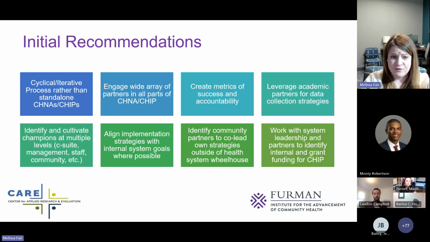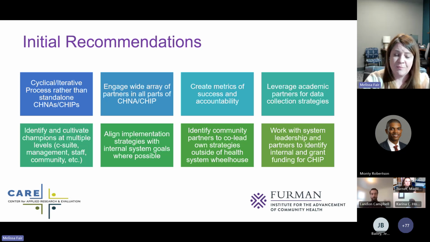Most of the effective partnerships engaged a wide array of partners in all parts of the CHNA and CHIP, not just single components. And they engaged traditional and non-traditional partners in the process. So community members, people with lived experience or patient experts, academic partners, FQHCs, nonprofits, free medical clinics, et cetera.